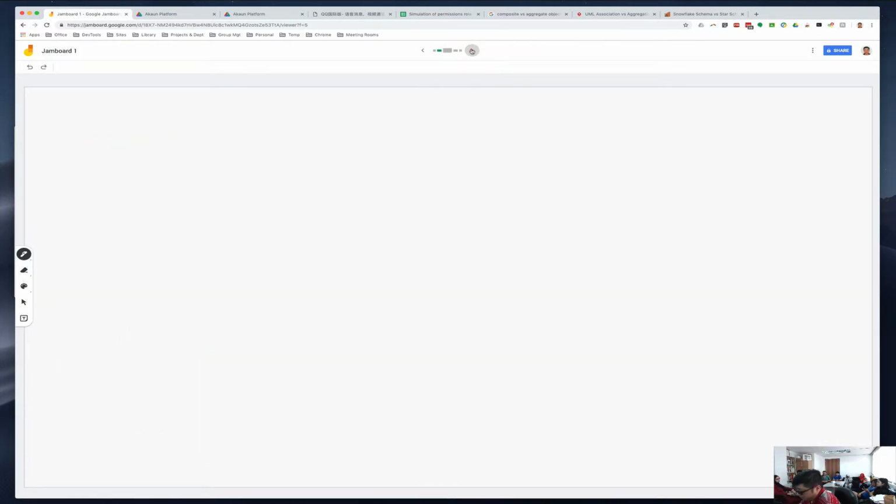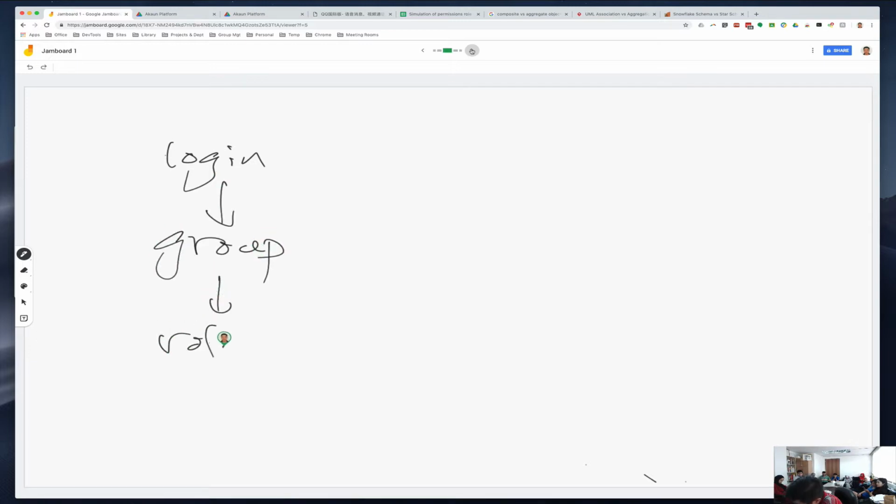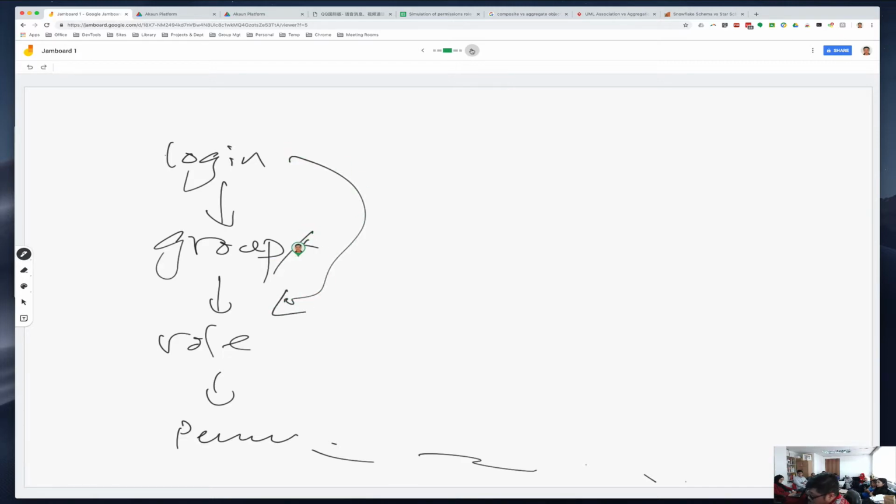If I draw it this way, you can actually see that there's a login, and then if you go down, there's a group. Then if you go down a level, there's a role. Then if you go down further, there's a permission. Of course, there are also targets and stuff like that. But anyway, the login can skip the group or the team and go to the role, or the user can also go directly to the permission.